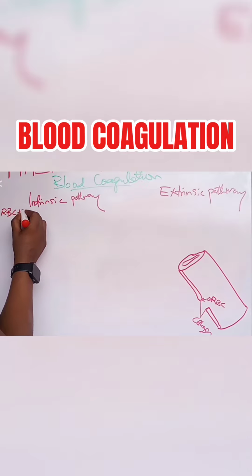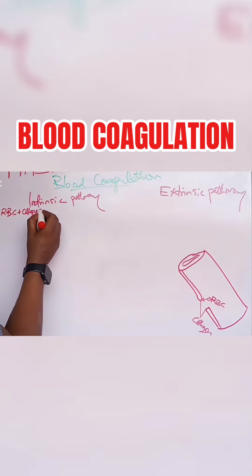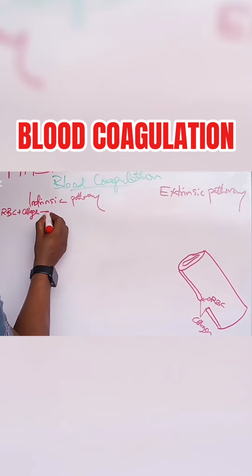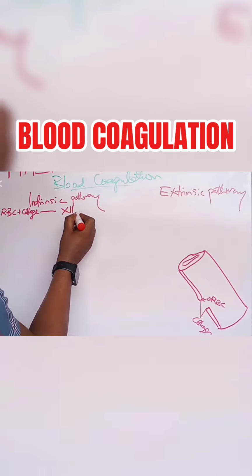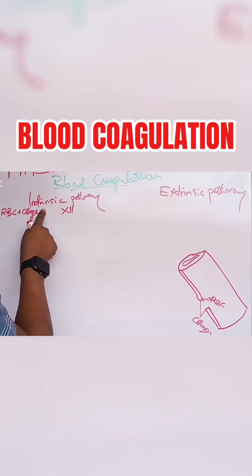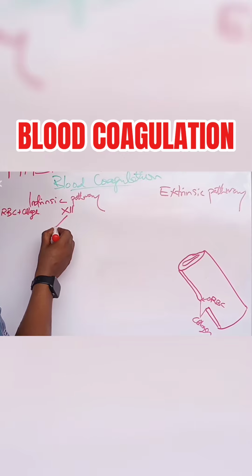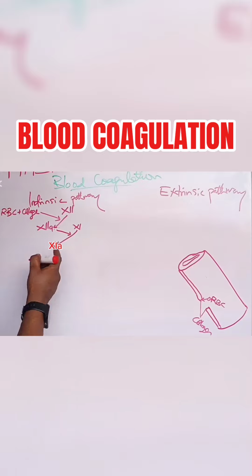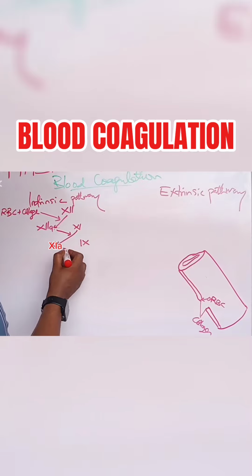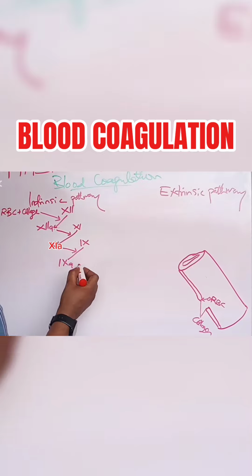The intrinsic pathway is activated when blood is exposed to collagen fibers underlying the vascular endothelium. This activates factor 12. Active factor 12, in turn, activates factor 11. Active factor 11, in turn, activates factor 9.